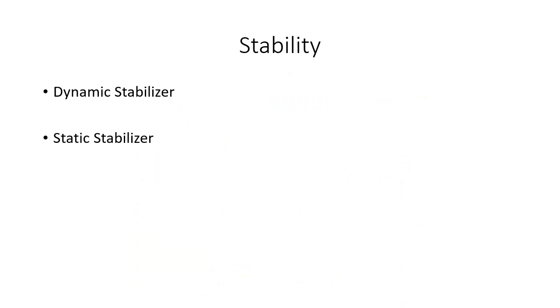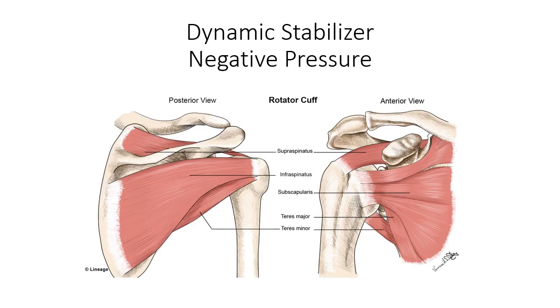Here we have the stabilizing factors of the shoulder joint. We have the dynamic stabilizer, which is the most important stabilizer of the shoulder joint, and the static stabilizer. We will go through the anatomy of the dynamic stabilizer. The deep muscle group is the rotator cuff muscles. It creates a negative pressure inside the shoulder joint to keep the humeral head inside the glenoid.